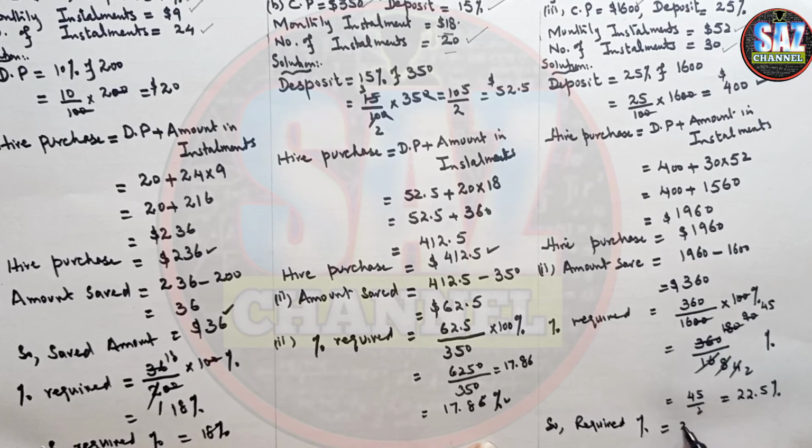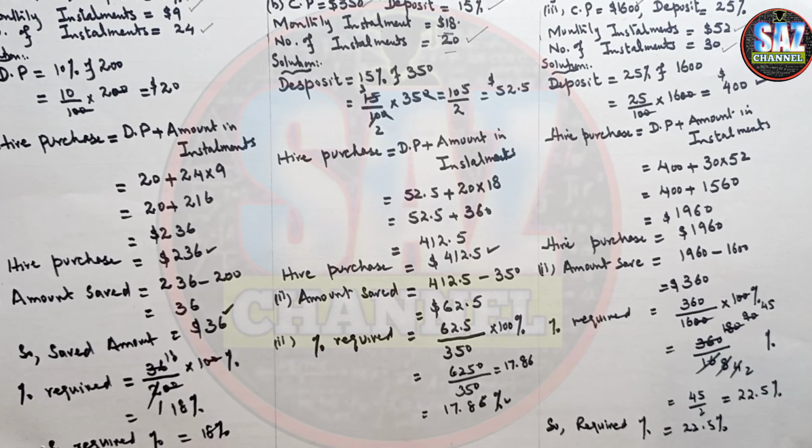So the required percentage is 22.5%. I hope these are very easy questions and a compulsory part of your exam as well. They can come in paper 1 and paper 2 both. So you should have a good grasp on all these concepts.